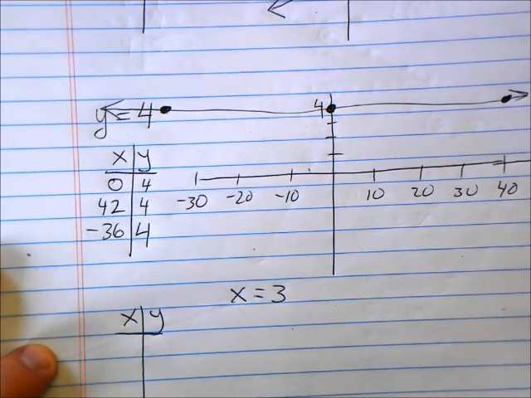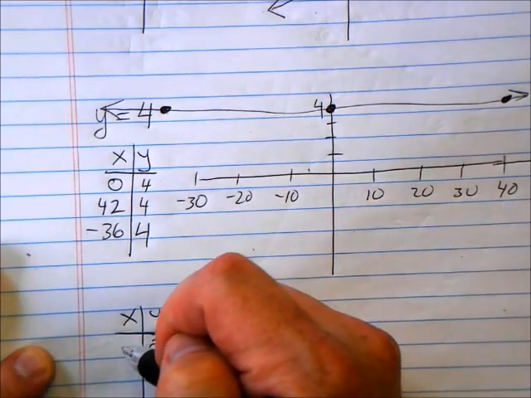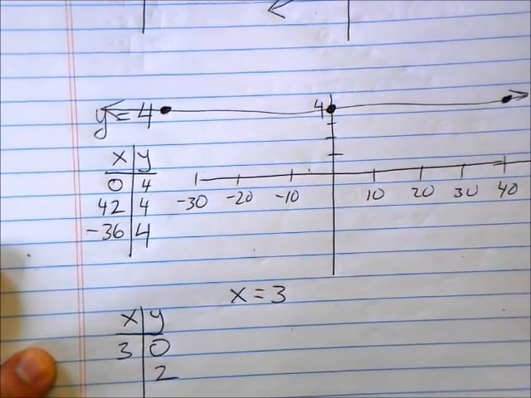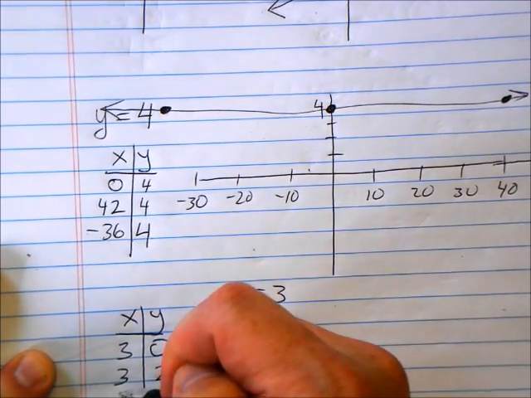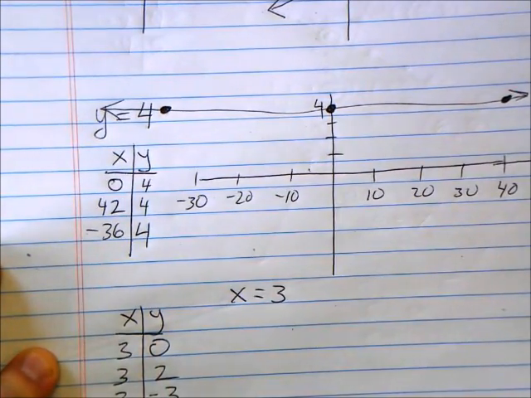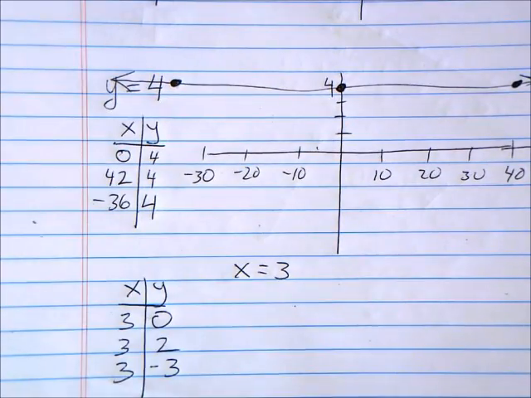Well, again, this one's kind of weird. I'm going to plug numbers in for y this time. I'm going to plug 0 in for y. If y is 0, what's the x number? 3. If y is 2, what's the x number? 3. If y is negative 3, what's the x number? 3. The x number is always 3. That's what the equation says. The x number is 3. Y can be any number you want it to be.